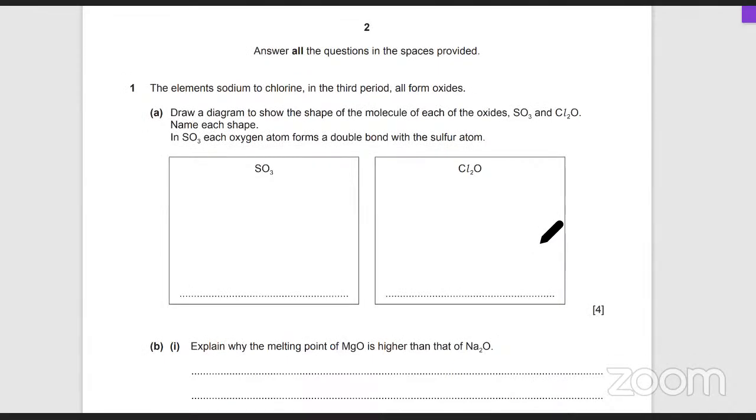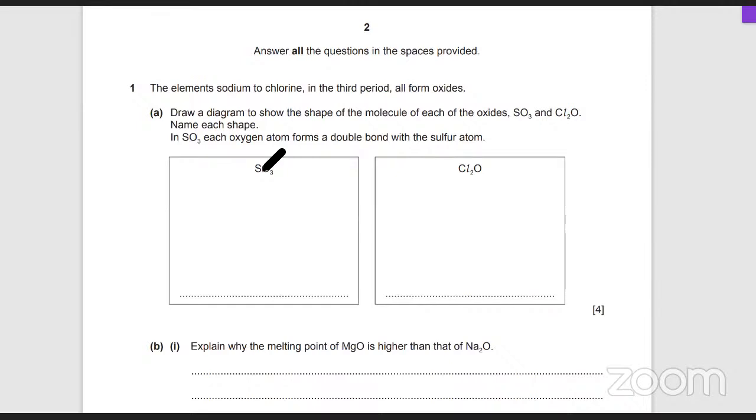तो द फर्स्ट क्वेश्चन, कोई मुझे बताए, somebody should tell me, what's the shape of SO3? Draw a diagram to show the shape. यहाँ पे बताया हुआ है the oxygen atoms form a double bond. So what is the shape of SO3? क्या होगी, anyone? Vidisha, what's the shape of SO3? Sir, octahedral.